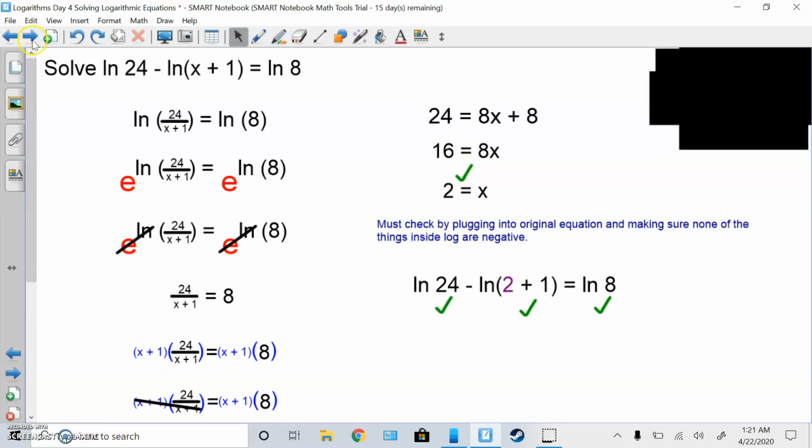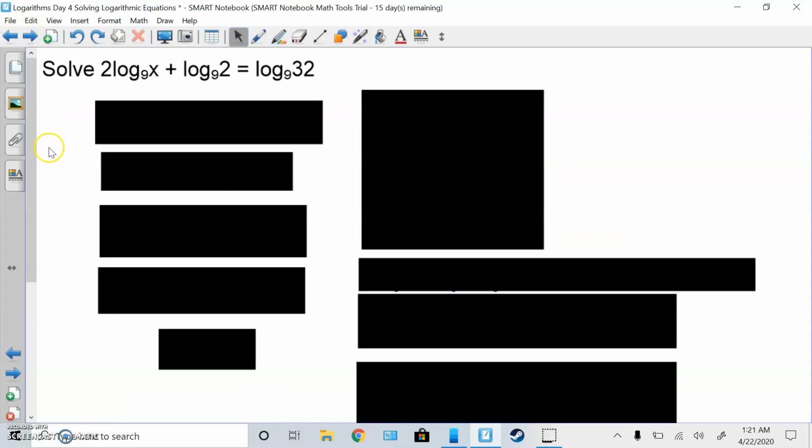All right, last problem. Solve 2 times log base 9 of x plus log base 9 of 2 equals log base 9 of 32. So again, too many terms. Now here's one thing. When you use the product or quotient property, so when you're adding or subtracting multiple logs, you can only combine them into a single log if there's no number in front. So this 2 is in the way. Here we actually have to use the other property, the power property, to bring this 2 back as an exponent.